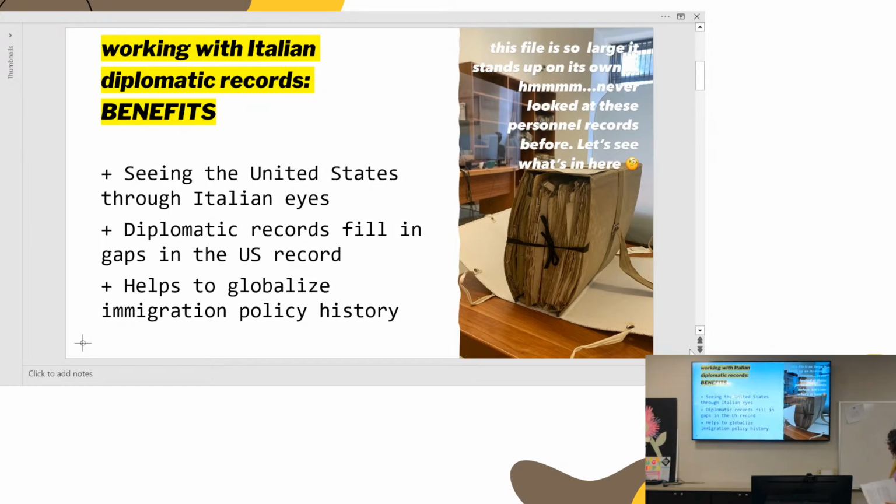All right. So this file, it was the magic file that just stood up on its own. It was so giant. And I'll mention that inside that dusty box were some pretty cool finds. There was a commendation from the king to the ambassador. This is his personnel file from the second ambassador to the United States, Edmondo Mayor de Planche, who was in office from 1901 to 1909.